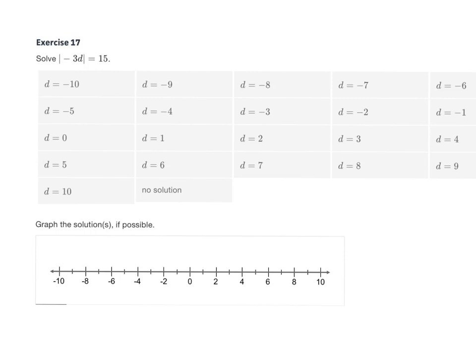Let's look at the next one. On this one, I've got an absolute value equals 15, so I can split it right away. I'm going to go negative 3d is equal to 15, and negative 3d is equal to the opposite of 15, which would be negative 15. Now, instead of multiplying by negative 3, I'm going to do the inverse, which is dividing by negative 3. So that's going to give me d is equal to negative 5.